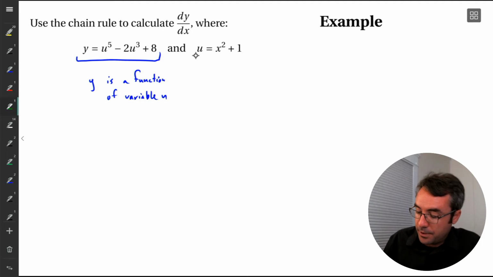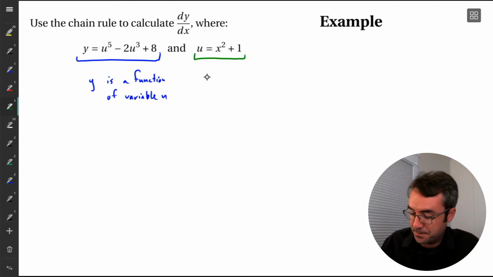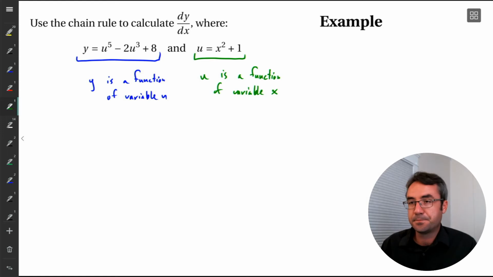Now, over here, u, in turn, is written as a function of x. And so indirectly, if u is a function of x and y is a function in terms of u, then indirectly y is a function of x as well. Y can be thought of as a function of x as well.